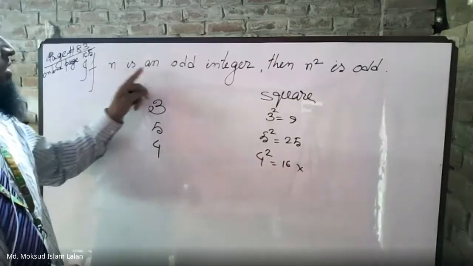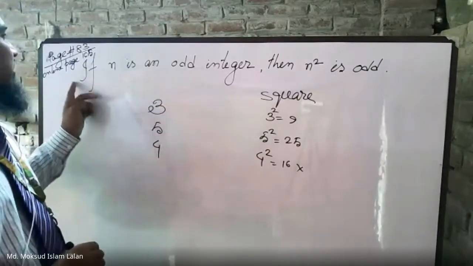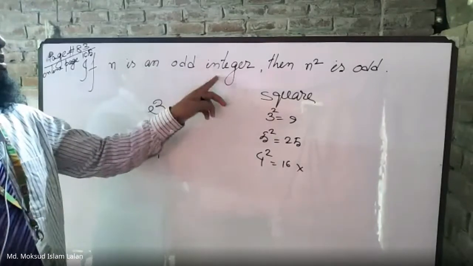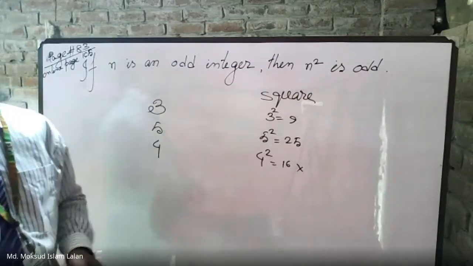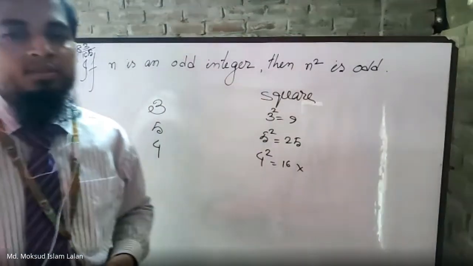So something like this is the question. If n is an odd integer, then n square is what? This is the question. Do you understand, dear student?